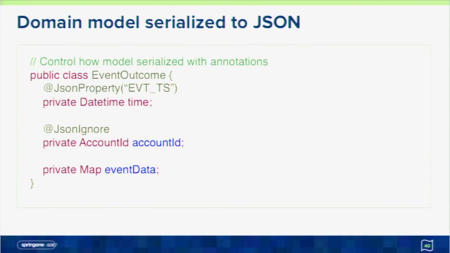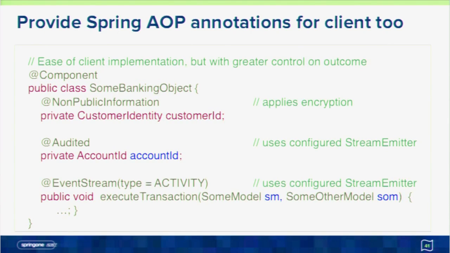So what we would get on the POJOs was the ability to use simple annotations, like @JsonProperty said when I write out the time, write it out as EVT_TS, event timestamp. Or for account IDs, to your question about PCI DSS, one approach is, hey, don't write the account ID out, @JsonIgnore. It won't get serialized, right? And the rest of the data will.